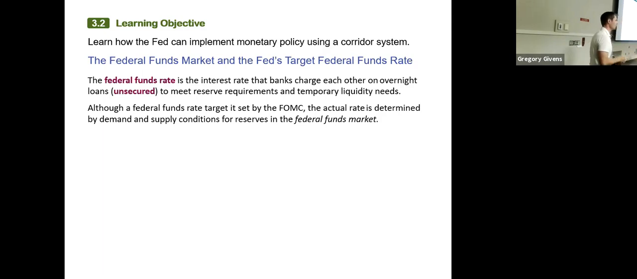That's an important point that I want you guys to remember: the federal funds rate is a market interest rate, unlike the interest rate on reserve balances, which is an administrative rate. Nevertheless, the Fed tries to target it by affecting the amount of bank reserves that are in the banking system.